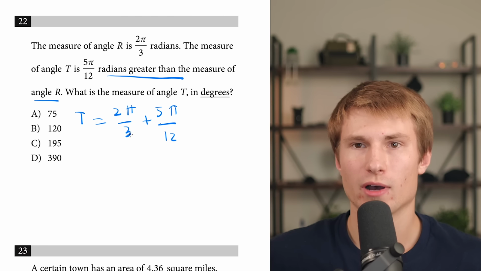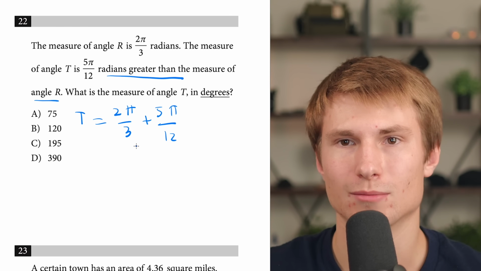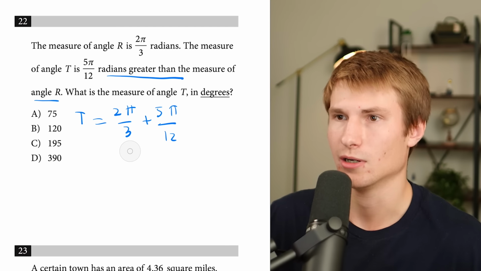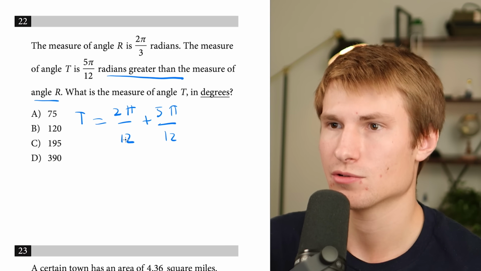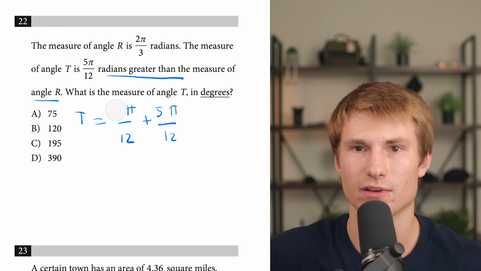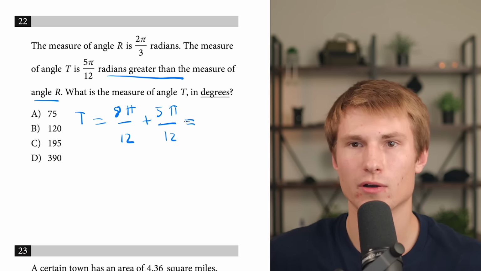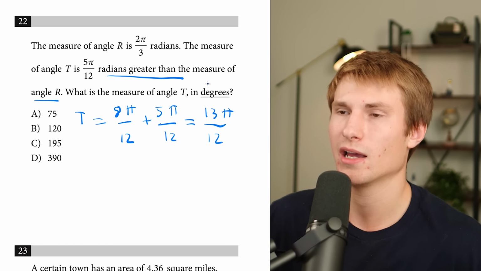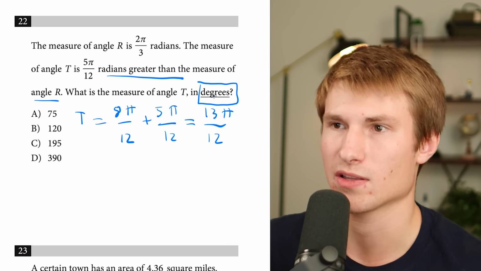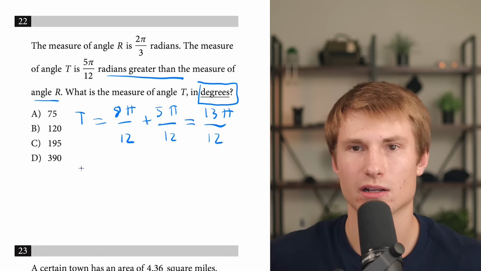Okay, from here, I'm going to go ahead and get a common denominator. I'm just going to make the common denominator 12. So I know that I have to multiply my numerator and denominator here by 4. Okay, so 2 times 4 is going to give me 8. So I'll have 8 pi there. From there, I'll go ahead and add 8 pi to 5 pi. That'll give me 13 pi over 12. Now keep in mind, we have to answer with degrees. Always pay attention to what you're asked to answer with on the SAT and pay attention to anything that's underlined, in this case, degrees. So we have to convert these radians to degrees.